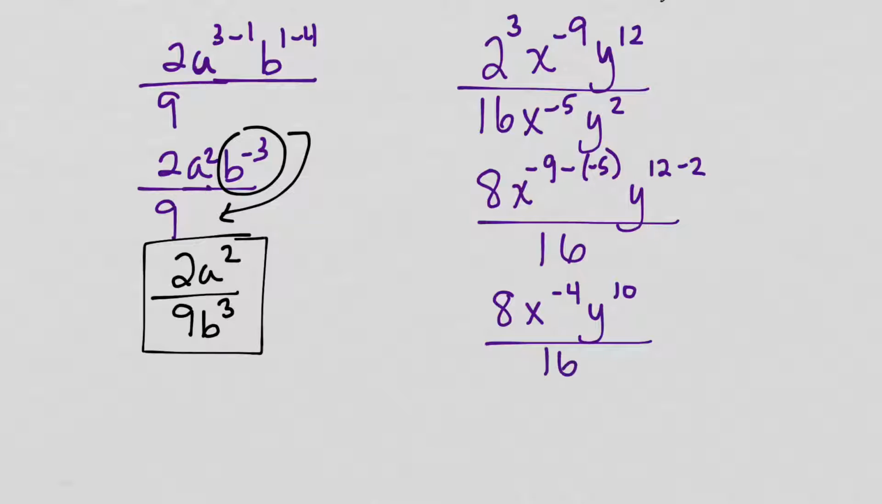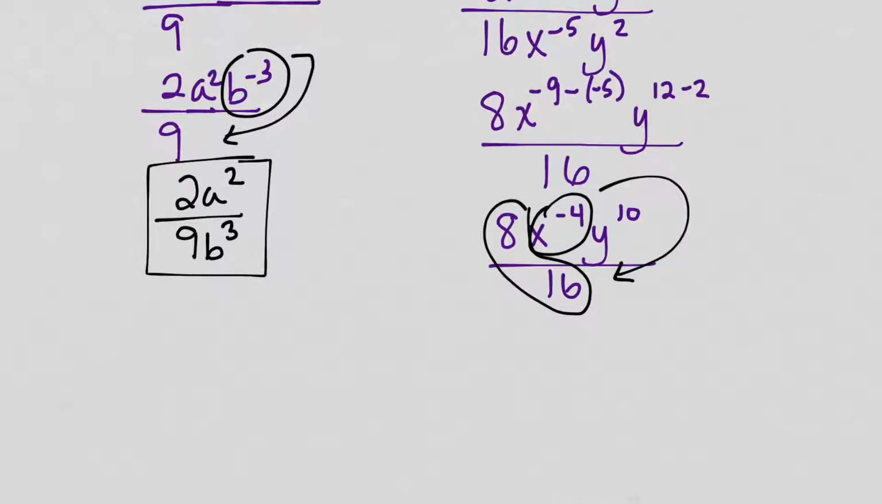over 16. And then the last two things we can do is we know that we can move the x to the negative 4th down below now to make it positive. And it looks like I can reduce 8 over 16 down to a half. So I get 1 over 2. Y to the 10th stays on top. X to the 4th goes to the bottom. There we go.